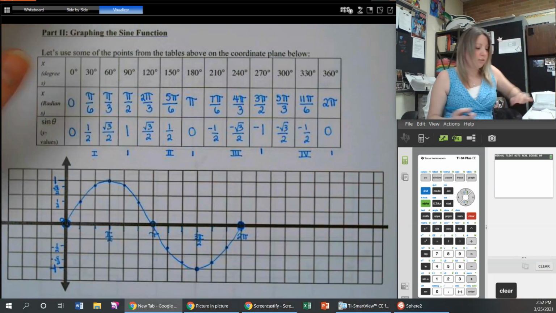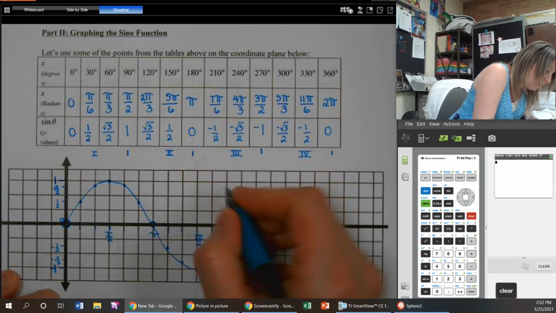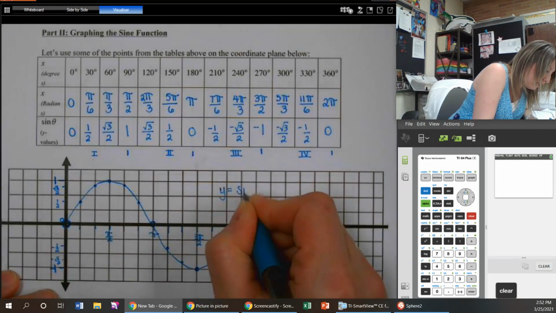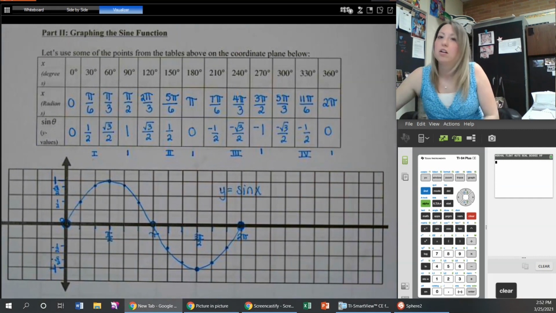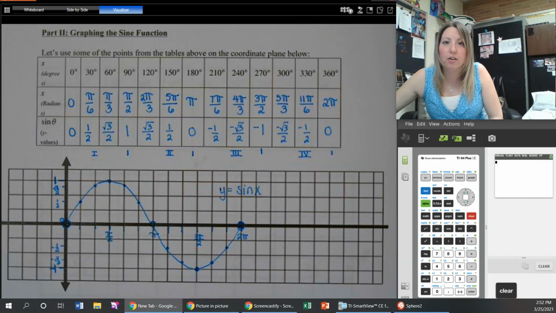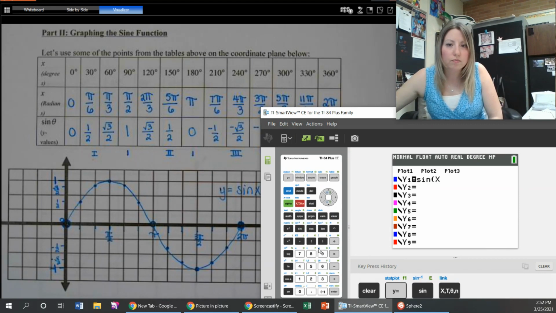And connect. There you go. That's the sine curve. Wow. So y equals the sine of x. Let me plug that guy into your graphing calculator. So let me make your graphing calculator a little bit larger. Y equals the sine of x.